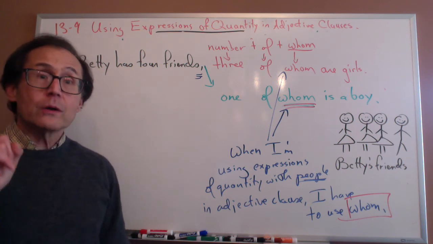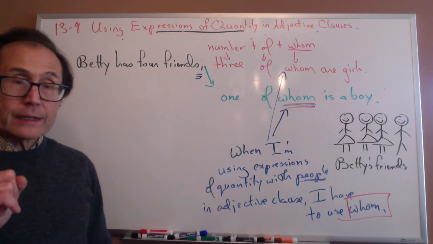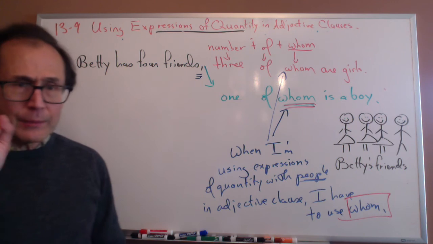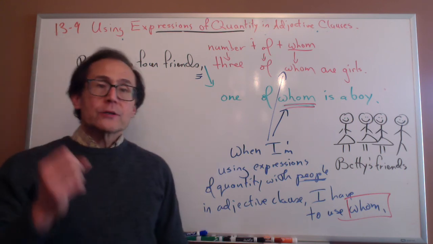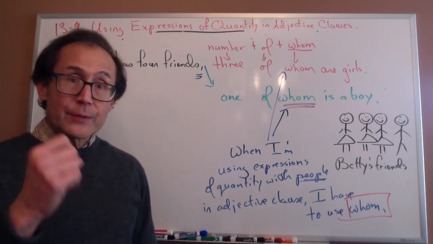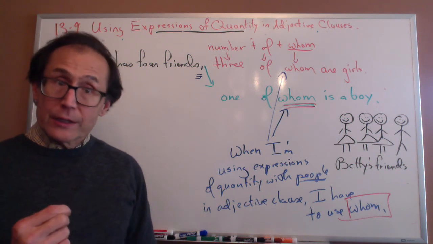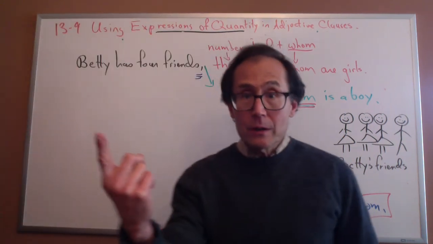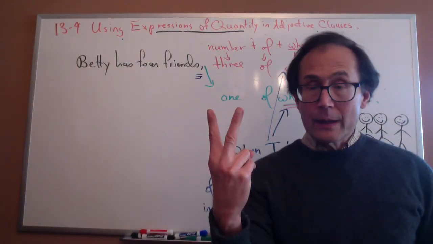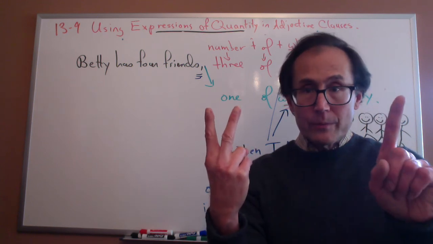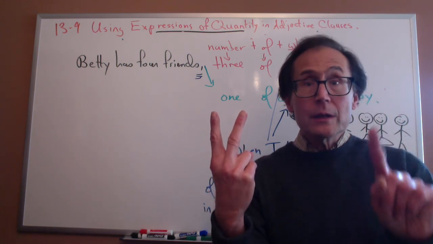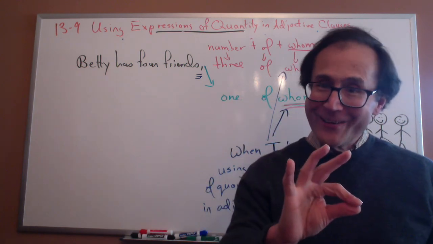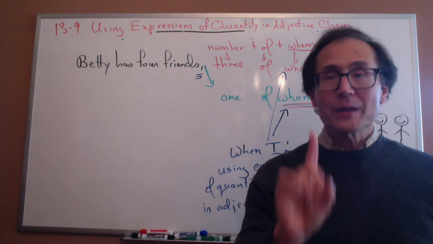There's one more word that I can use with expressions of quantity. Well, let me back up, excuse me. So we've seen I can use expressions of quantity, and if I'm talking about things, I'll say which. If I'm talking about people, I'll say whom. And there's one more way. There's one more time I can use expressions of quantity with adjective clauses, and I'm going to stop this video, and in the next video I'll tell you about that.